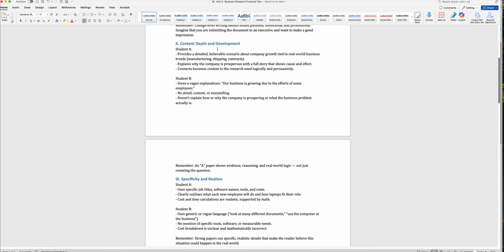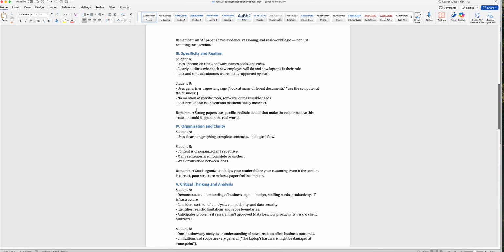For content depth and development, this is where you can actually use a little bit of your imagination to build out the details in your paper. So your paper should provide a detailed and believable scenario about company growth tied to real-world business trends. Your paper should also explain clearly and completely why the company is prosperous and include a full story. And connect the business context to the research needed, and this connection needs to be logical and persuasive.